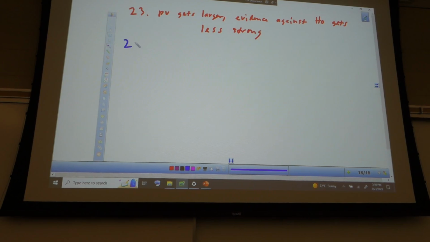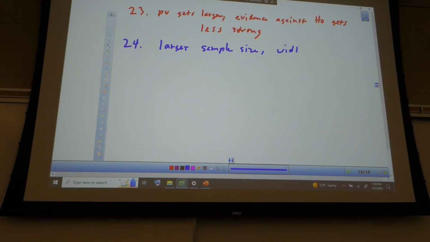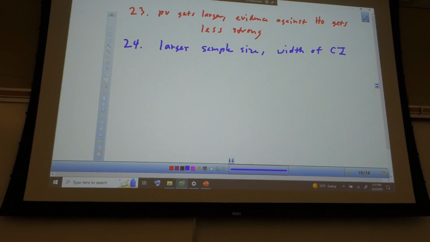Number 24: if all else remains unchanged, a larger sample size affects a confidence interval how? The width of a confidence interval becomes what? Larger, wider, narrower, or no effect? So talk to your neighbors about it. Or did you already talk to your neighbors about it? Talk to your neighbors about it.